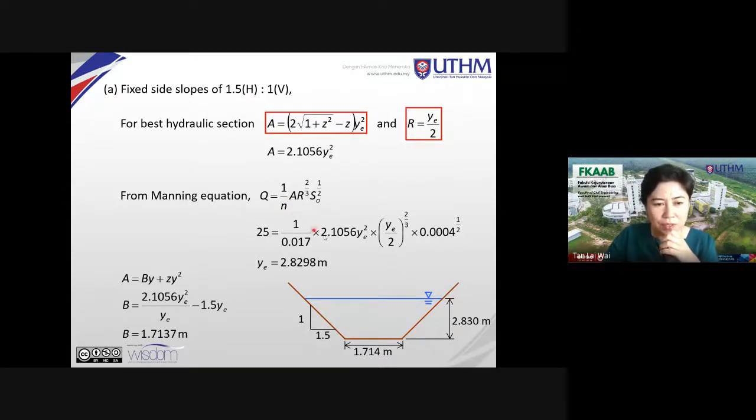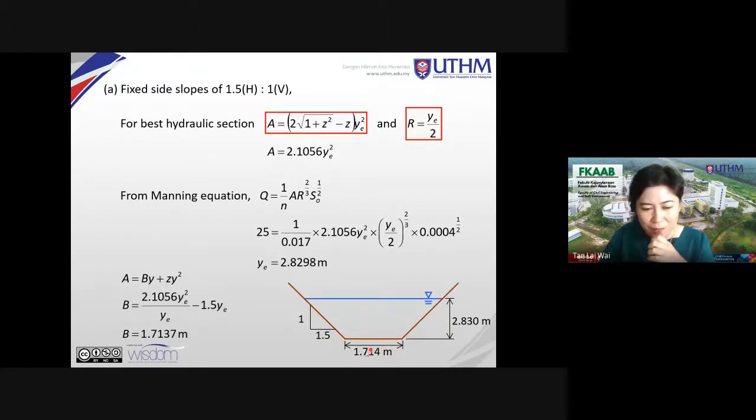Now from the Manning equation, I can write this in terms of the section factor, where I have AR to the power of 2/3 on one side as the subject of the formula. Then I substitute all the known values. This is a straightforward question. I'll get my y equals 2.830 meters.